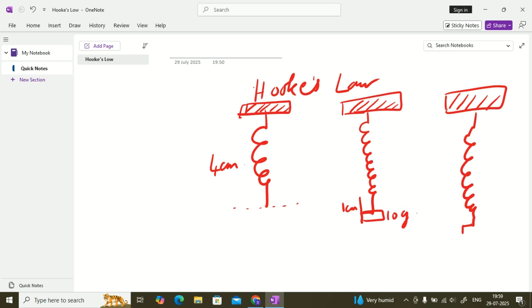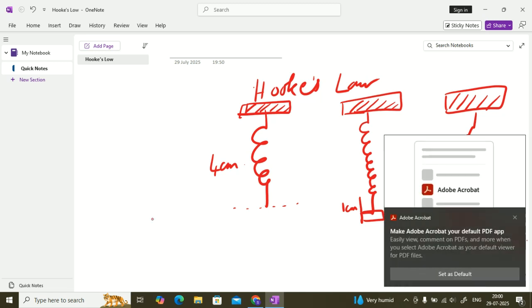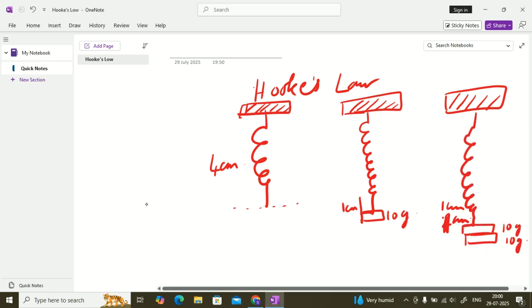If I hang another 10 grams to it, the total weight hanging from the spring is going to be 20 grams, right? So the extension is going to be 1 more centimeter ahead, so 2 centimeters from the original. 1 centimeter and 1 centimeter, so in total 2 centimeters. So for every 10 grams the extension is going to be constant. This is how Hooke's law works.